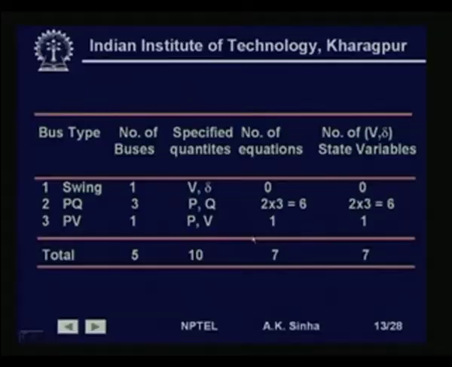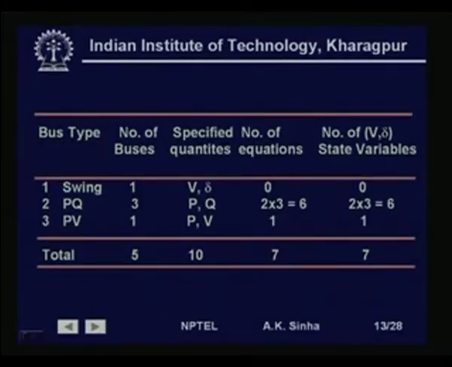We need to find out angle delta for this bus. So, number of state variable is 1, and how many equations we can write for this bus? Since we know only Pi, we can write only one equation for this bus. So, in total, we have 5 buses, out of which there are 10 quantities which are specified, and the total number of equations that we can write for this system are 7, and the total number of state variables that we need to find are 7. So, we have 7 equations and 7 unknowns which we need to find out.